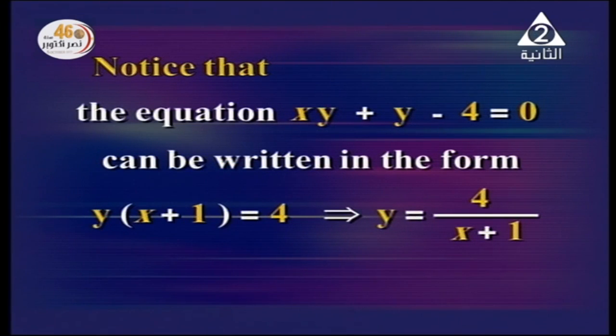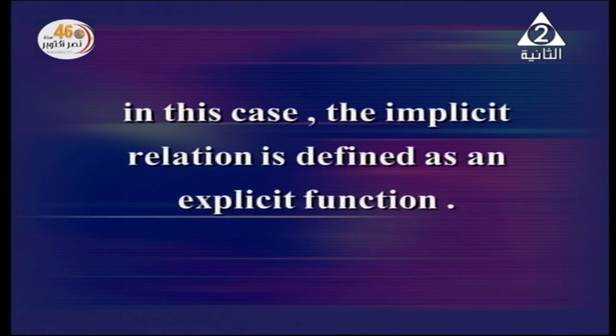Look at, my dear students, the first equation, xy plus y minus 4 equals 0. We can write this equation by another method, with y on the left-hand side and x on the right-hand side: y equals 4 over x plus 1. Don't forget, my dear student, x does not equal negative 1. Why? Because if x equals negative 1, the denominator is 0, and 4 over 0 is undefined, so it has no function. In this case, my dear student, the implicit relation is defined as an implicit function.